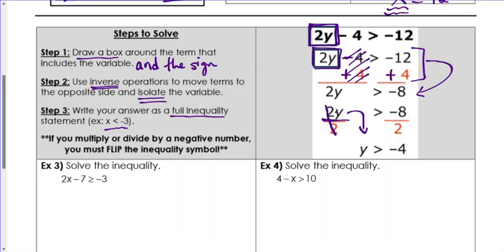And then if we do it on this side, you have to also do it on that side. We divide negative 8 by 2 and get negative 4. That is our final solution. You're writing that whole inequality as your answer.